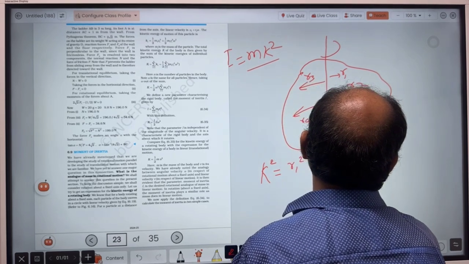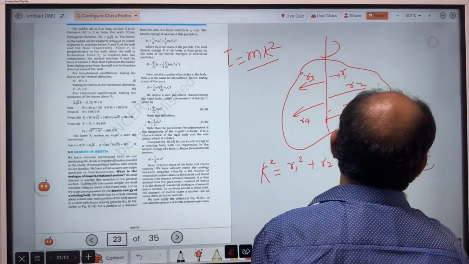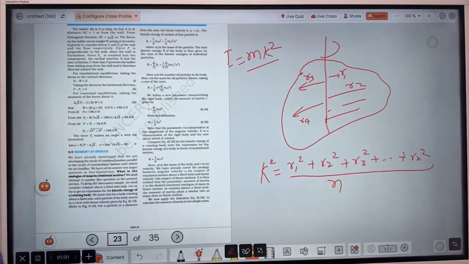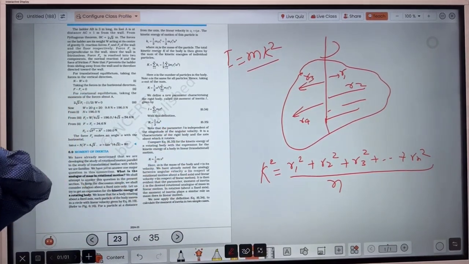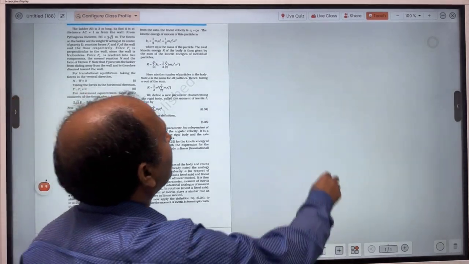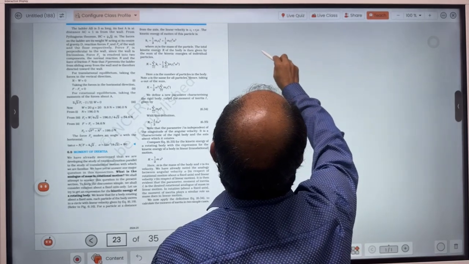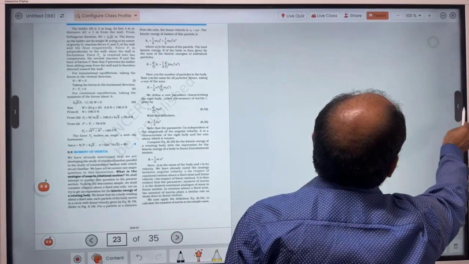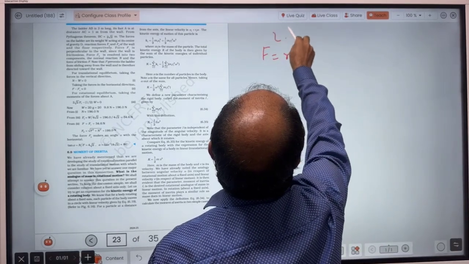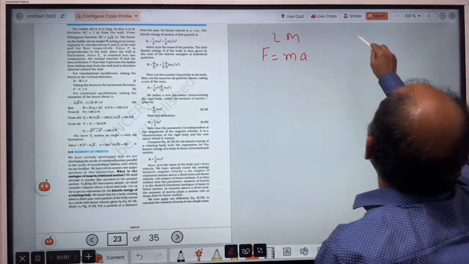So you can evaluate the radius of gyration and then you can get the moment of inertia. Now, if we consider the role of moment of inertia, moment of inertia in rotational motion is equivalent to mass in linear motion. Like here, if we write some relation, suppose we write F equal to ma. This is linear motion. And if we consider rotational motion here, force will correspond to torque, equal to moment of inertia, this mass will correspond to moment of inertia, and a will correspond to alpha.